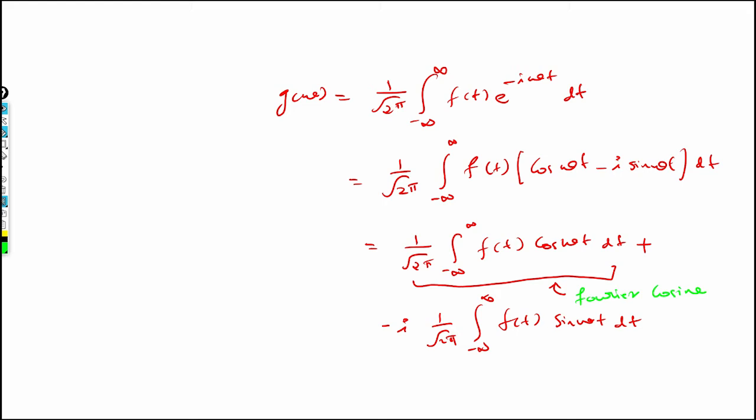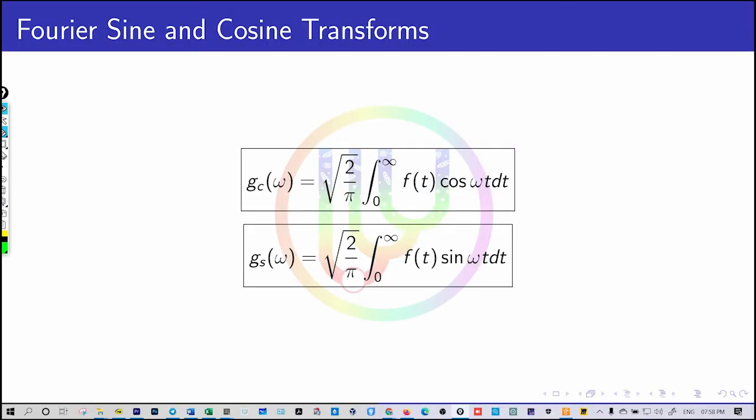This is Fourier cosine transform, and this is Fourier sine transform. Apart from this minus i, the remaining terms are the Fourier sine transform. Now this 2 comes from changing this integral: it is minus infinity to infinity, and when we change it to 0 to infinity, the 2 comes here. So the 2 and 1 by root 2 cancel, and we get root 2.